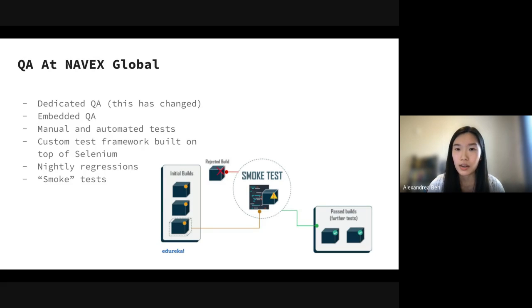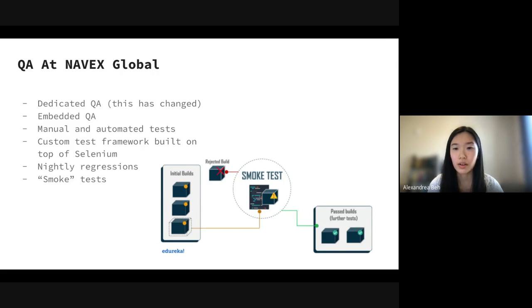And then at NAVEX Global, we had a custom test framework. It was built on top of software called Selenium. And some of the processes that were involved in QA included nightly regressions. And so that meant that key tests, like let's make sure login works, let's make sure that this core sign-up process is always functioning.